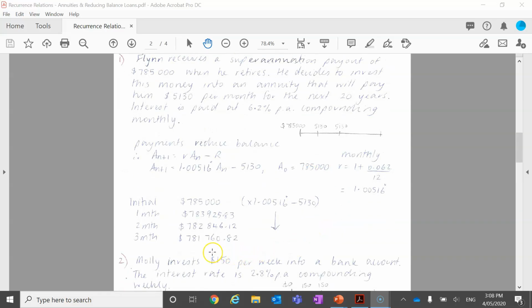This bit should be very straightforward to you by now, so we start with $785,000, we follow our recurrence relation repeatedly to get the balance here after 3 months. Just going to do a little bit of a reasonableness check at this stage. I was expecting that his account balance would be decreasing over time since he is withdrawing those amounts of money, and so I can see here that it is decreasing over time.